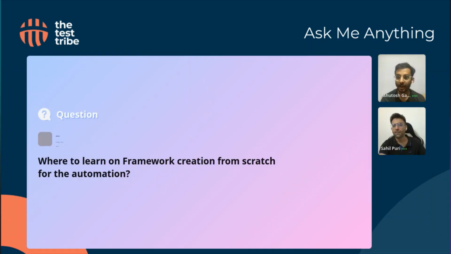So this is a question from Radhika. I'm jumping this in between, but this has got a lot of upvotes. Sorry, Radhika. She's an SDET herself at TCS. Where to learn framework creation from scratch for automation? Okay, so thank you, Radhika, for the question.